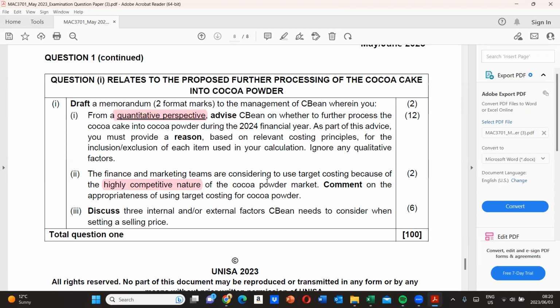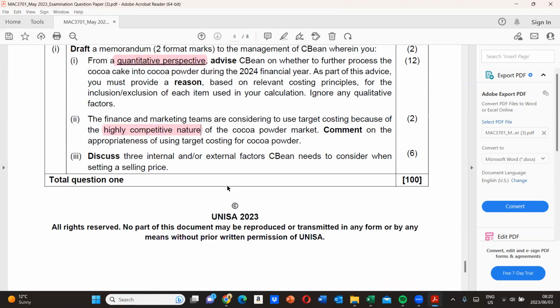Then three, discuss three internal or external factors CBIN needs to consider when setting a selling price. What did you guys look at? Setting a price, what factors do you guys consider?